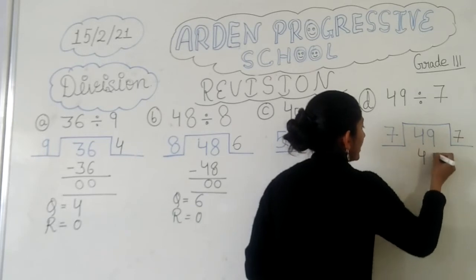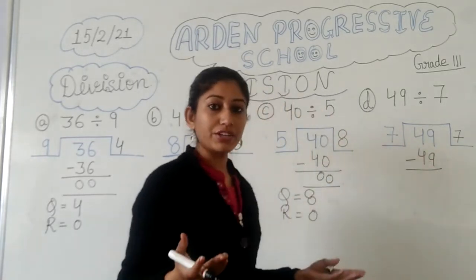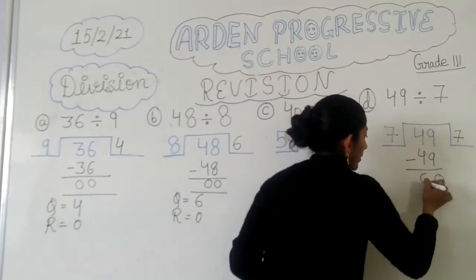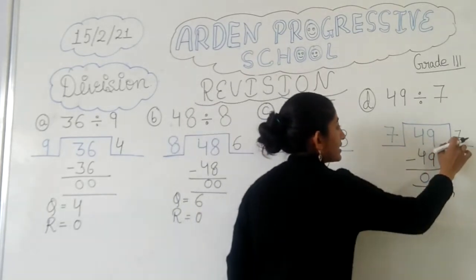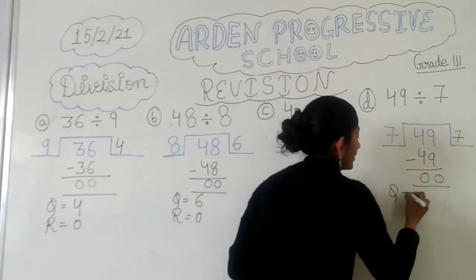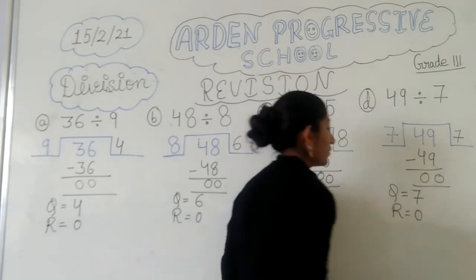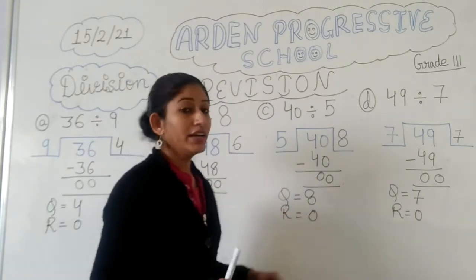7 sevens are 49. And what do we have to do in division? We have to do subtraction. So we are subtracting: 9 minus 9 is 0, 4 minus 4 is 0. And what answer are we getting? We are getting 7 as the answer. And if we say what is the quotient? 7 is the quotient. What is the remainder? 0 is the remainder.